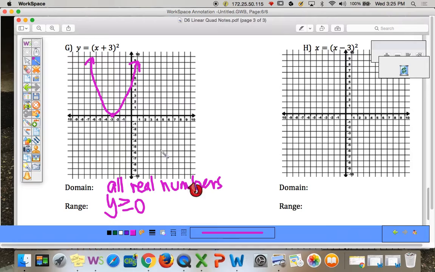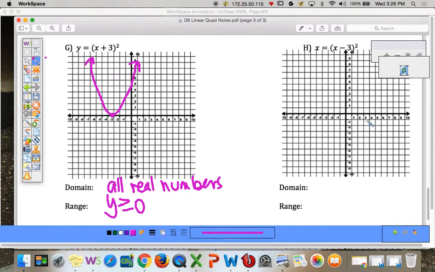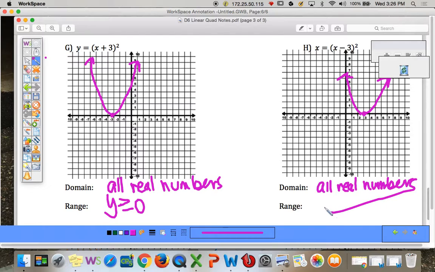Make a prediction. What do you think is going to happen to the graph? So let's hit tab and go up. Okay, so minus 3. This one goes to the right 3. So let's graph that. 1, 2, 3. We'll sketch our graph here. And again, it's all real numbers. The range is like the other one. Y is greater than or equal to 0.